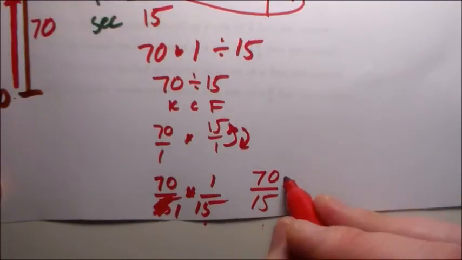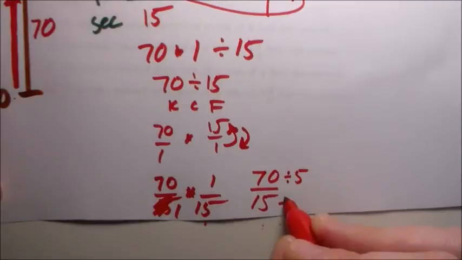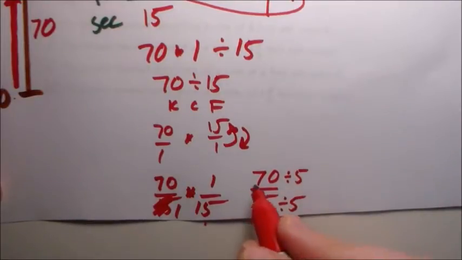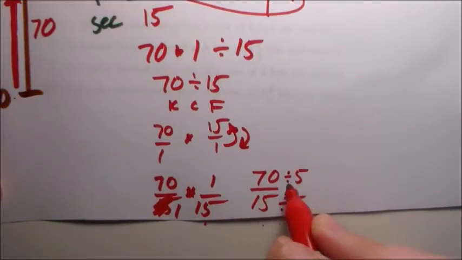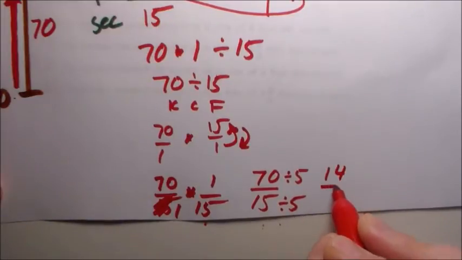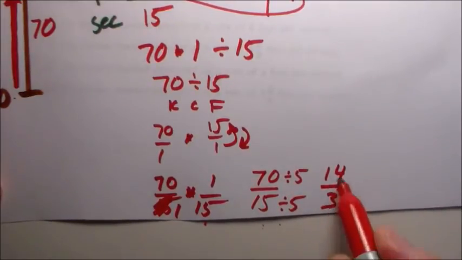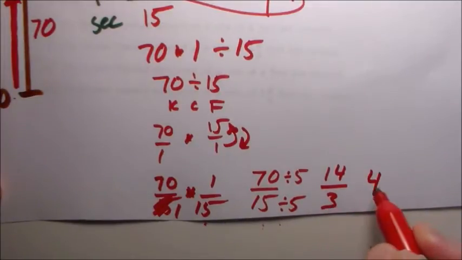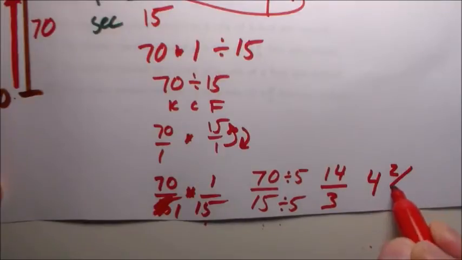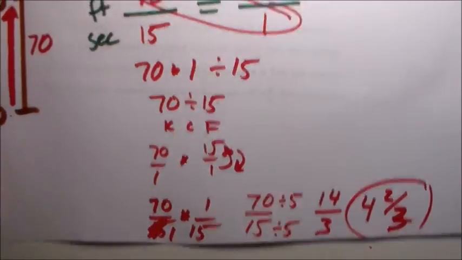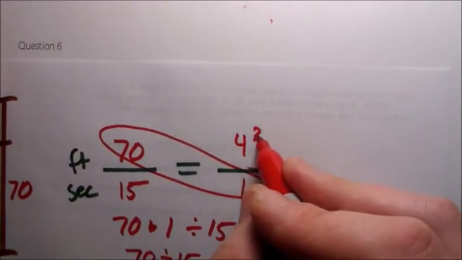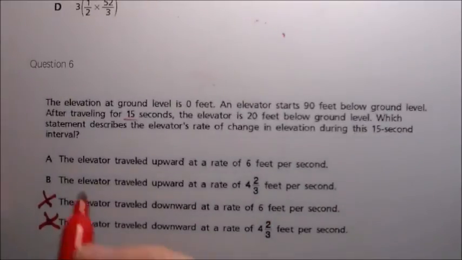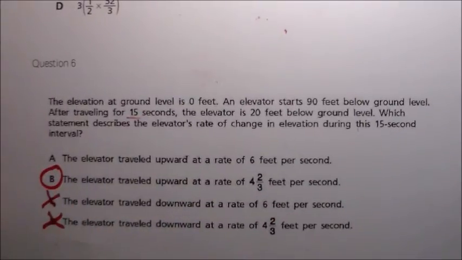And we're like, hey, both of these are divisible by 5. We divide them by 5, and what is that? 14 over 3. And we say, hey, 3 goes into 14 how many times? Well, it goes in 4 times. What's left? 3 times 4 is 12, so 2 would be left. 4 2/3. Yep, 4 2/3. There we go.